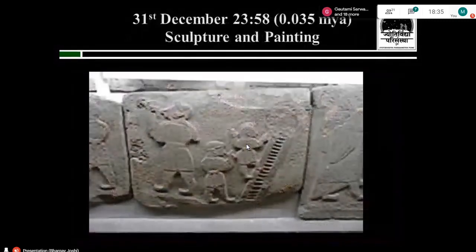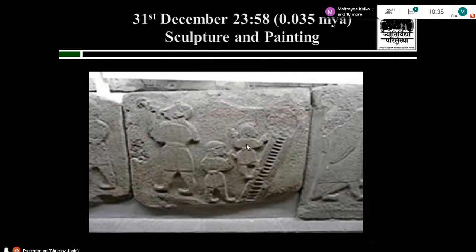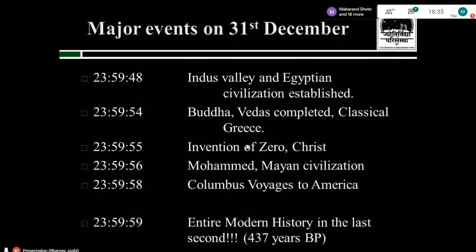Now just take a look at the time. 11:58. It is 2 minutes to midnight, and that is when we actually invented sculpture and painting in the cosmic calendar. So all the other major events on 31st December, in terms of the cosmic calendar, since the conception of the universe: the Indus Valley civilization just came 12 seconds ago.